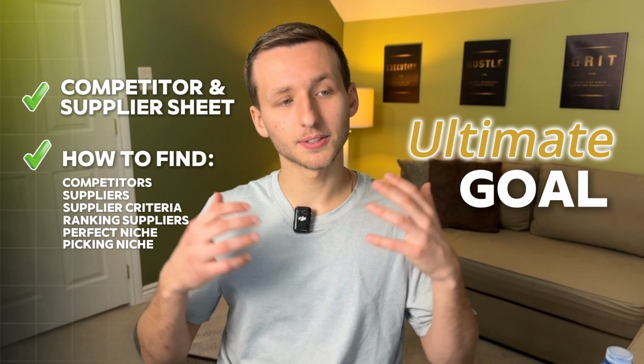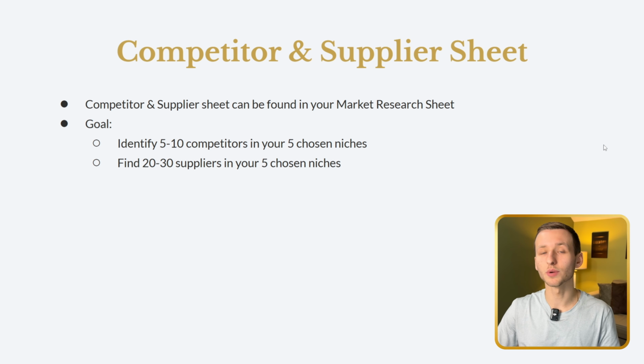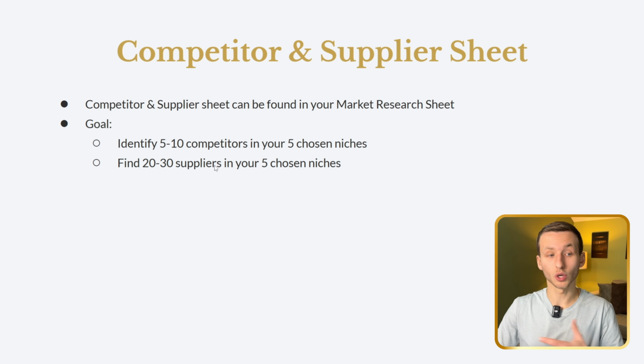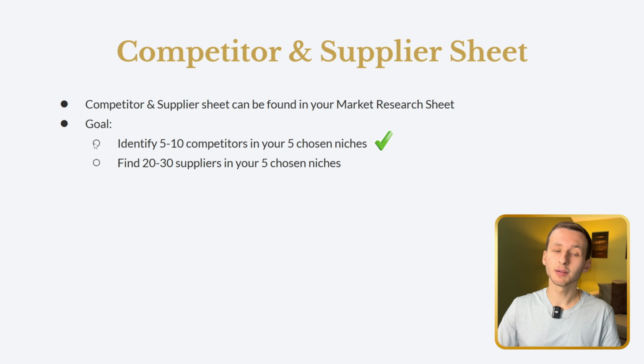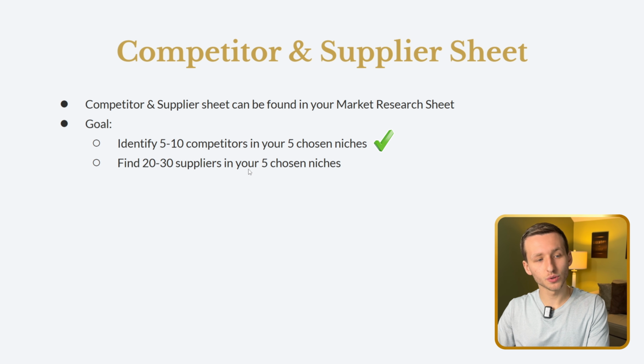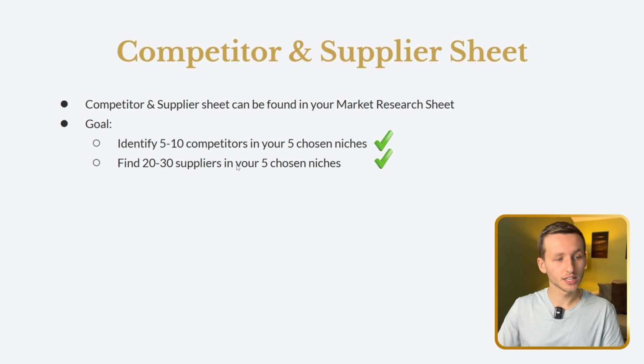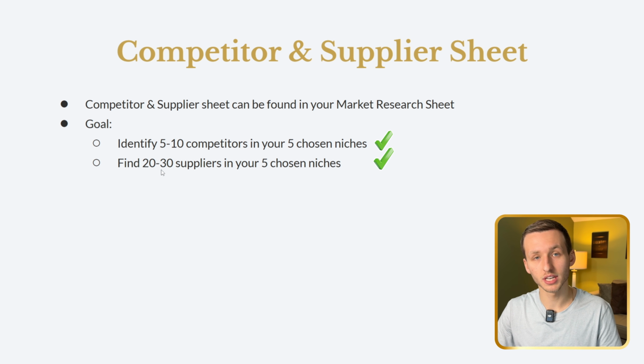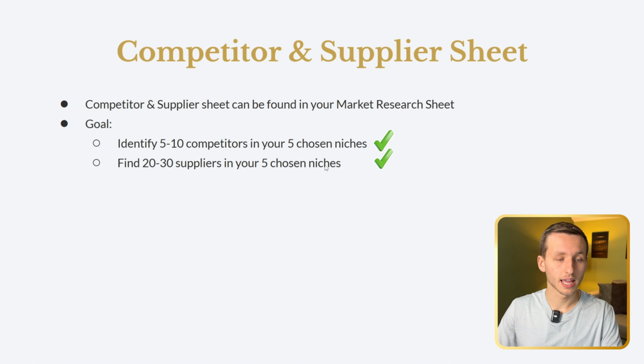All right, competitor and supplier sheet. So this sheet can be found in your market research sheet, and I'll show that to you in a second. The goal today basically is going to be to identify 5 to 10 competitors in our 5 chosen niches and then find 20 to 30 suppliers in our 5 chosen niches. We will get to that in a minute.